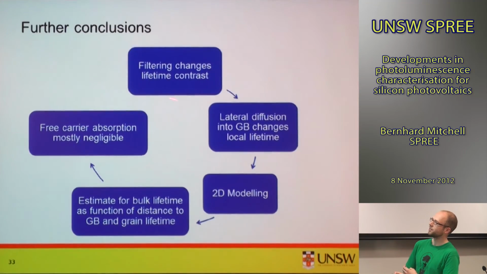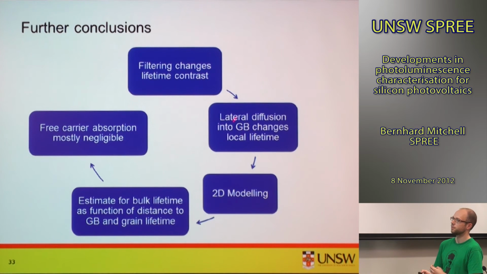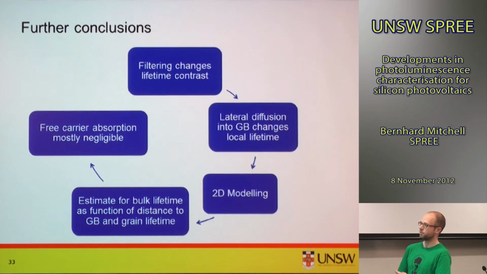Again, what we have learned so far: filtering changes lifetime contrast, also relevant for wafer images. Lateral diffusion into grain boundaries changes local lifetime in the grain. We can model that two-dimensionally. We can estimate the bulk lifetime as a function of distance to grain boundary and grain lifetime. And we can say that free carrier absorption is mostly negligible.